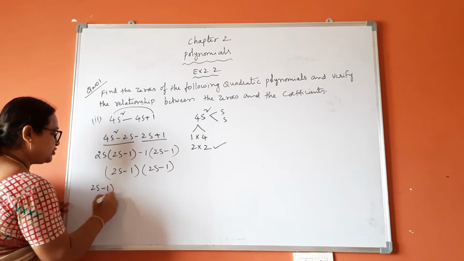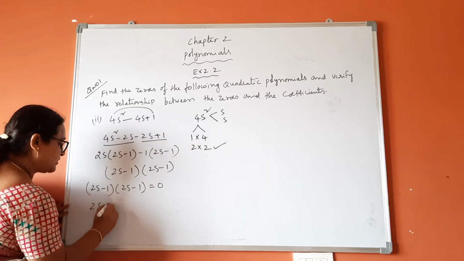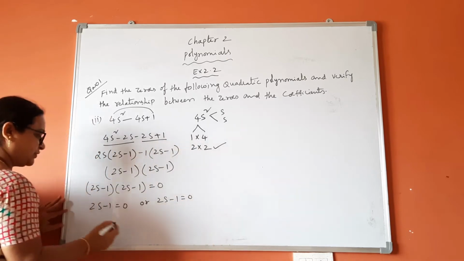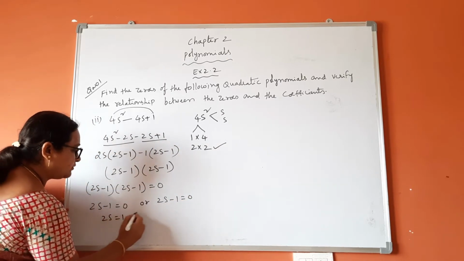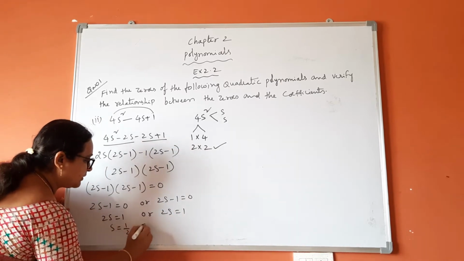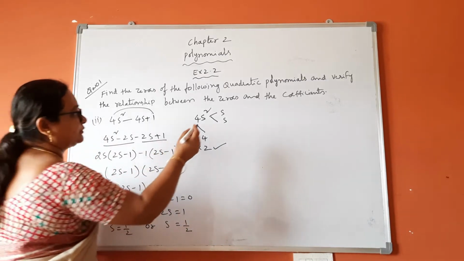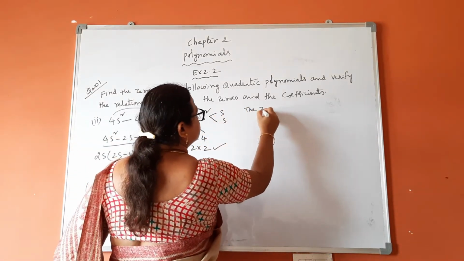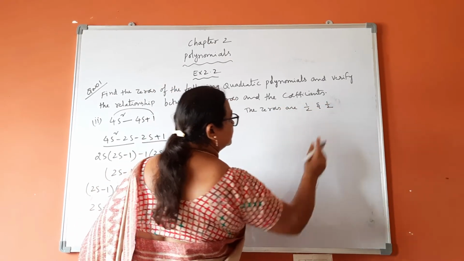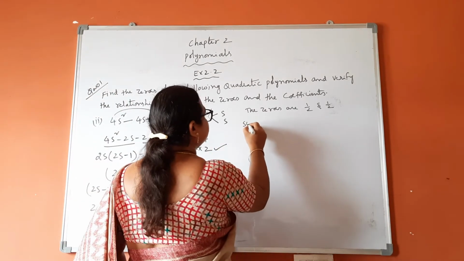So for zeros we equate this to 0. 2s minus 1 is equal to 0 or 2s minus 1 is equal to 0. So 2s is equal to 1 or 2s is equal to 1. S is equal to 1 by 2 or s is equal to 1 by 2. So the zeros are 1 by 2 and 1 by 2. Two equal zeros.